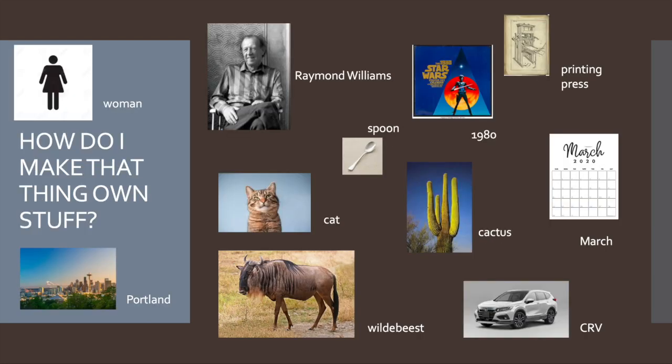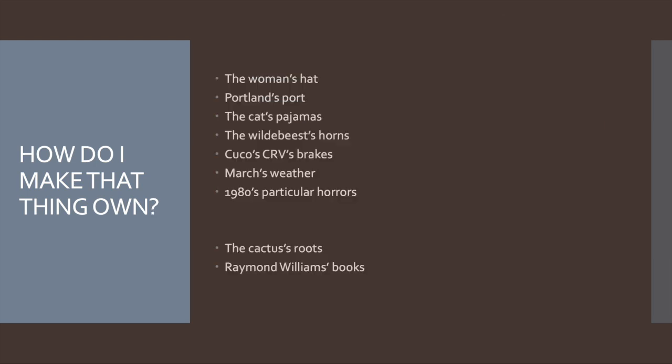So here's my examples. How do I make a woman own something? How do I make Raymond Williams own something? How do I make a spoon own something? How do I make a cactus own something? My CRV. How do I make my CRV own something? The month of March own something, so on and so forth. Okay, and here are my answers.